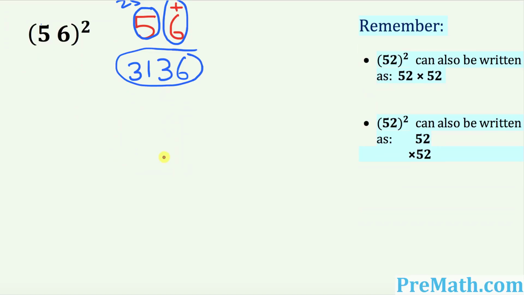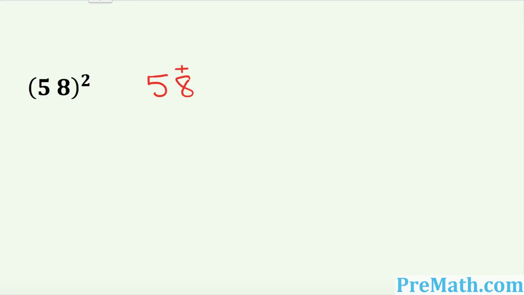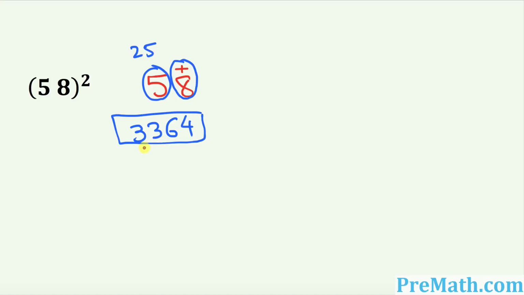Let's move on to a few more examples. How about this example, 58 squared? 58 could be written as 50 and 8 more, so I'm going to put a plus on the top. Next step, take the square of 5, which is 25. 25 and 8 is going to make 33. And then I want you to take the square of 8, which is 64. So your complete answer is 3364.